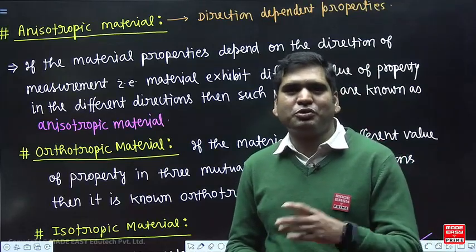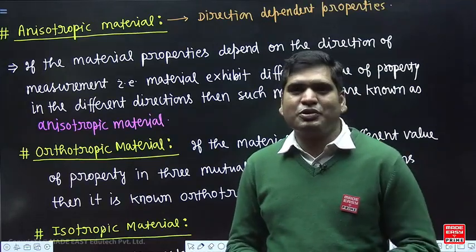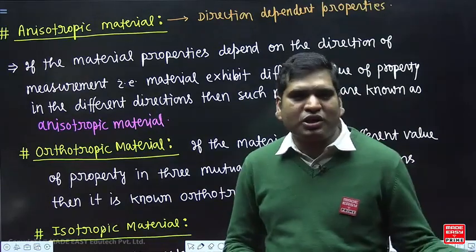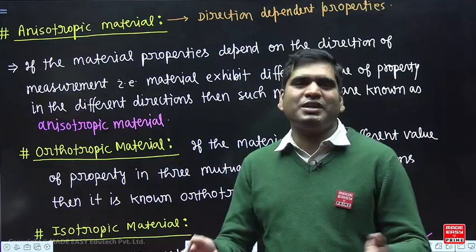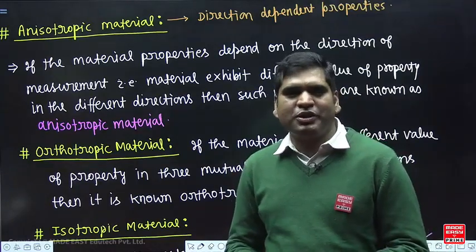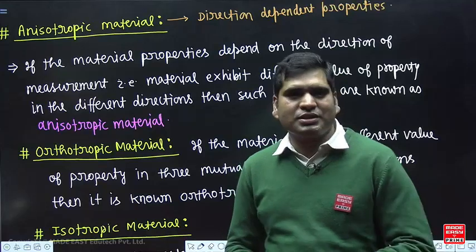That's why I said that orthotropy is a subset of anisotropy, right? But when we are talking about orthotropy, we do not bother about the other directions. That's why we are saying in the 3 mutually perpendicular direction. But if it differs in 3 mutually perpendicular directions, then it will differ in other directions as well.